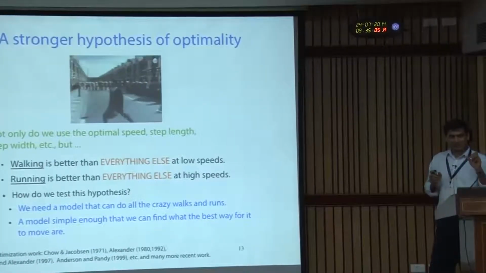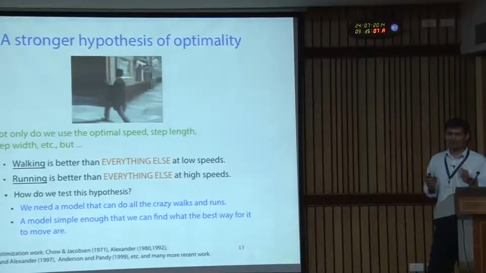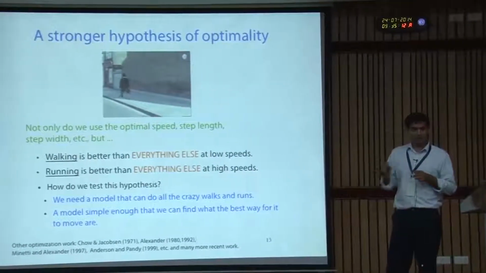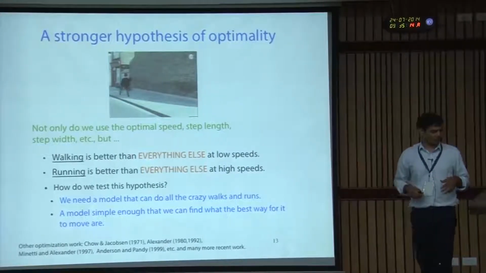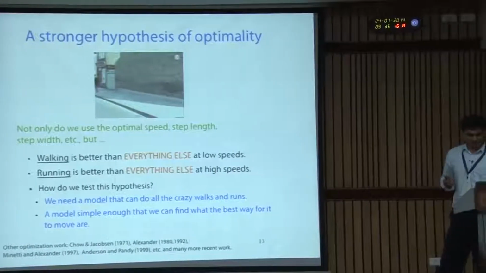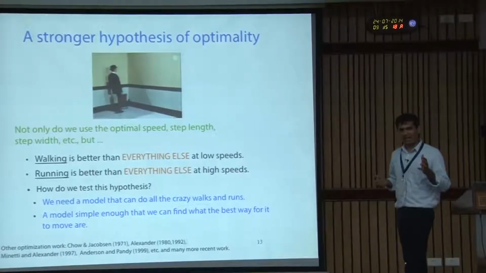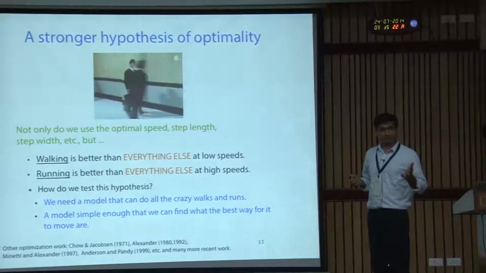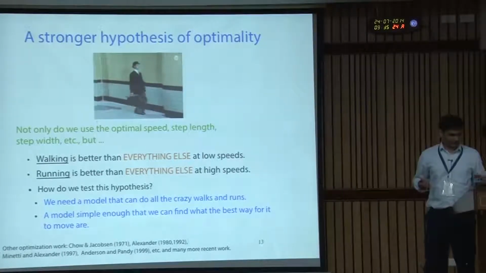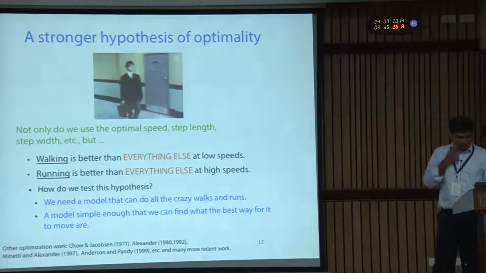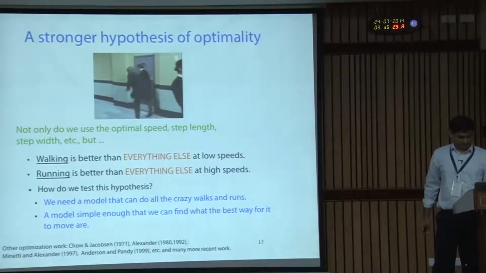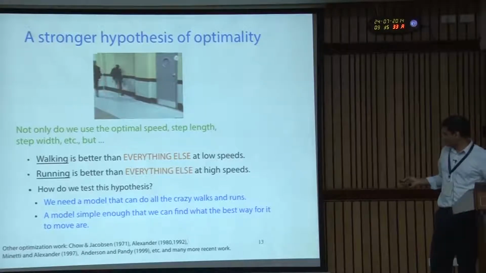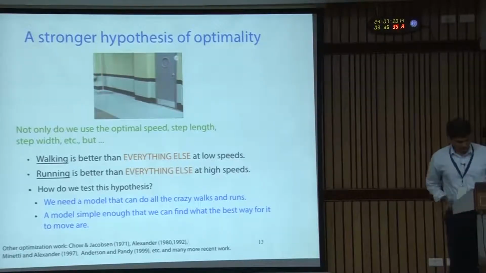So those were discrete choices, either between walking and running, or univariate choices, the speed at which people walk or run, or the stride length, and so on. But you can make a much stronger hypothesis of optimality, which is that absolutely everything that we do is optimal. Almost surely this is a false hypothesis, but we would like to see how far we can take this hypothesis and how far it agrees with reality.